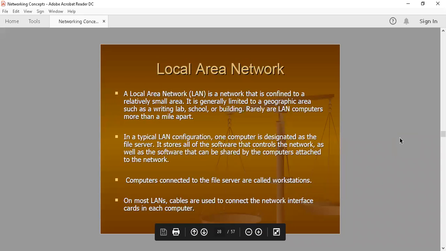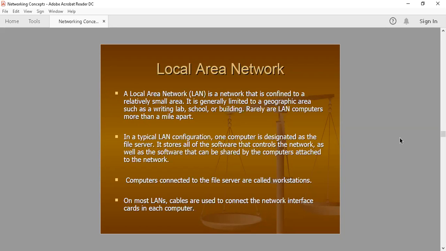A local area network is a network that is confined to a relatively small area. It is generally limited to a geographic area such as a writing lab, school or a building. LAN computers are not more than a mile apart. In a typical LAN configuration, one computer is designated as the file server. It stores all the software that controls the network as well as the software that can be shared by the computers attached to the network.